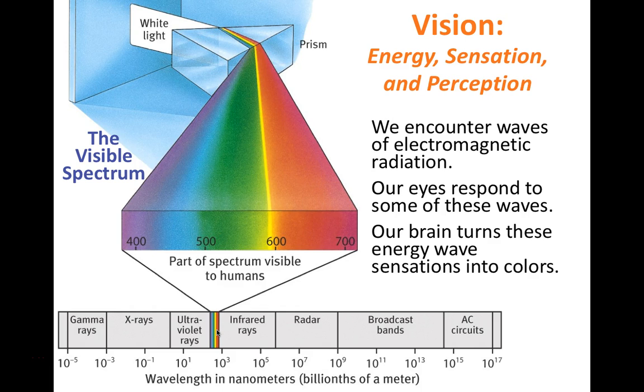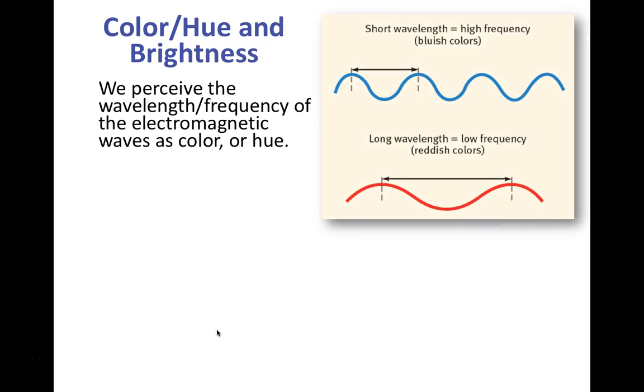Okay. So basically, we perceive the wavelength, the frequency of the electromagnetic waves as color. Okay. So shorter wavelengths, higher frequency, that's the blue side of the spectrum, and the longer wavelengths, the low frequency, this is where we get to our reddish colors.